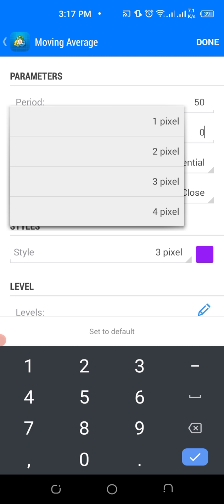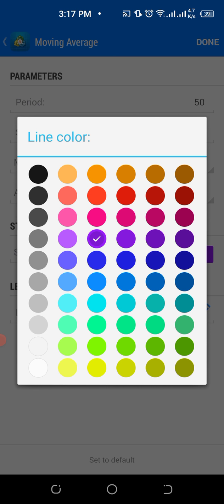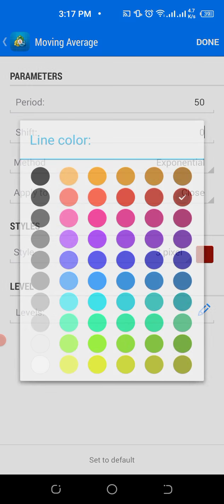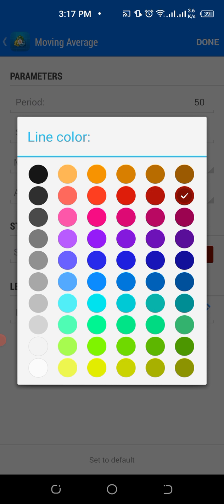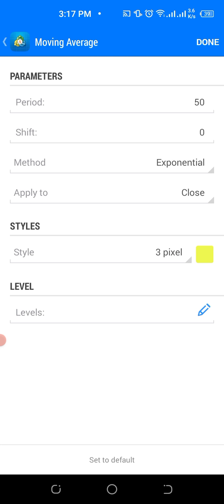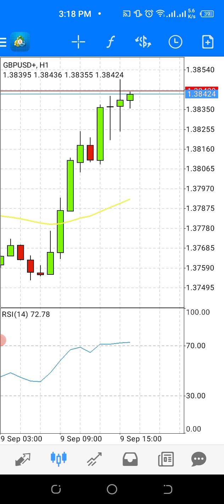Stop. Style, that's the color. Make it yellow. Both laptop and phone, your color should be yellow. That's all. Leave levels alone. If you are done, for laptop, you will see OK. Click on OK. For phone, you're going to see done above. Click on done. So take it back to your chart. You would see a yellow line now on the chart. Have you? Good. We have added the first moving average.